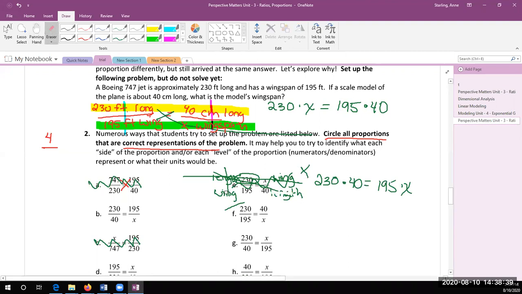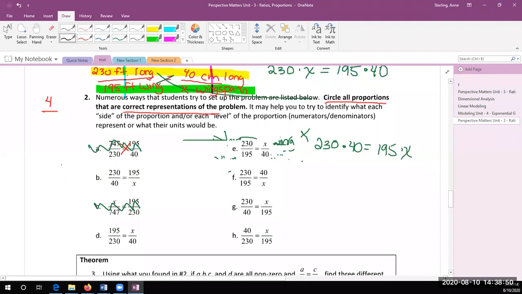I'm going to erase just a little bit of this so it looks a little nicer for you. So that one was a no because I couldn't do the measurements as a column and a row in terms of labeling, and the cross product didn't match. So now let's go to this one. Let's take a look and just see if the multiplication works. 40 times 195 equals 230x. That one's good. Now, if I measured it, the 230 and the 40 both represent length. The 195 and the x both represent width going down. And then across, I have my real one. And then I have my model.